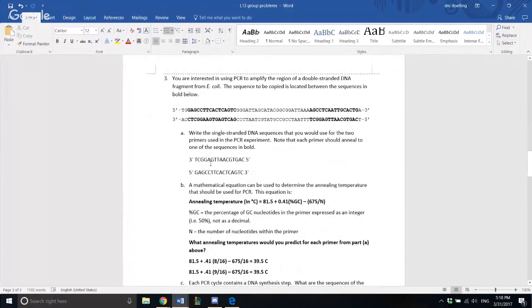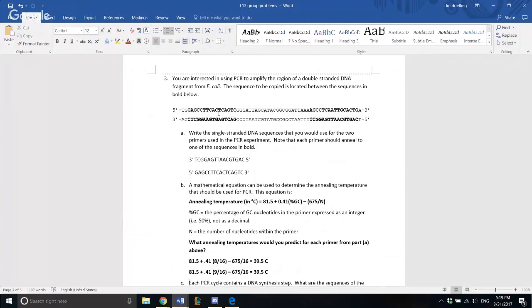Okay, so number 3. So pretty much what we're doing is writing. Compare these 2 strands. You're interested in using PCR to amplify the region of a double-strand DNA fragment from E. coli, the sequence located between the sequences above and below. So write a single DNA sequence that you use for the 2 primers used in the PCR experiment. Note that each primer will anneal to one bold sequence.